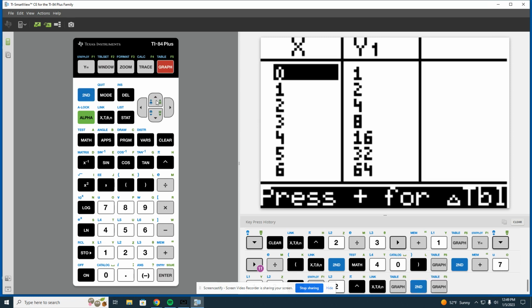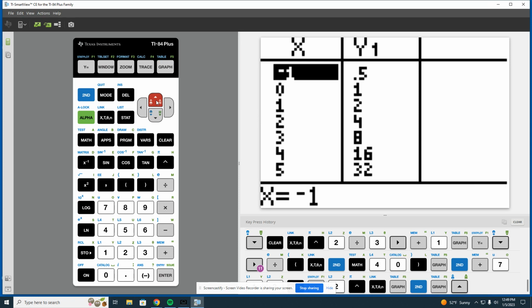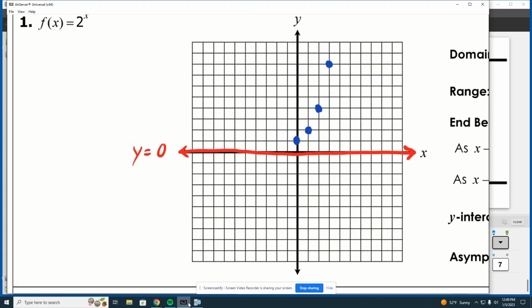Okay, second table. I'm going to find a couple of points. You don't need that many. I'm going to do 0, 1. That's an important one. What's that called? Your y-intercept. I'm going to do 1, 2. I'm going to do 2, 4. I'm going to do 3, 8. Again, that's plenty. So let's go back and let's graph it.